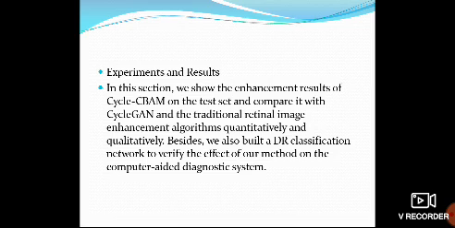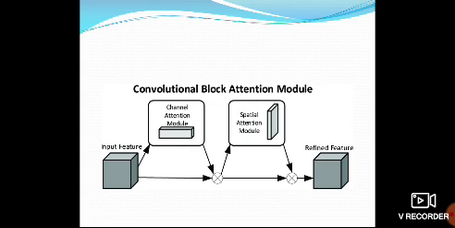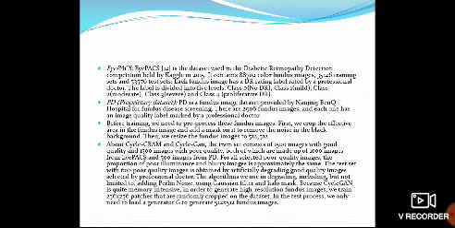The results and experiments: in this section, we show the enhancement results of Cycle-CBAM on the test set and compare it with CycleGAN. Convolutional block attention module: this is the block diagram for CBAM. Input feature, refined feature, and it is connected in between with the channel attention module and spatial attention module.